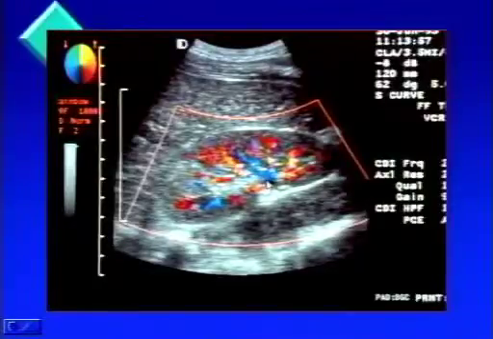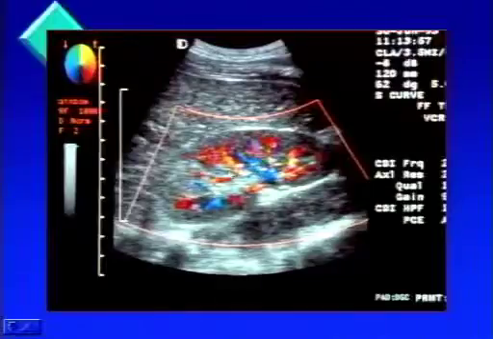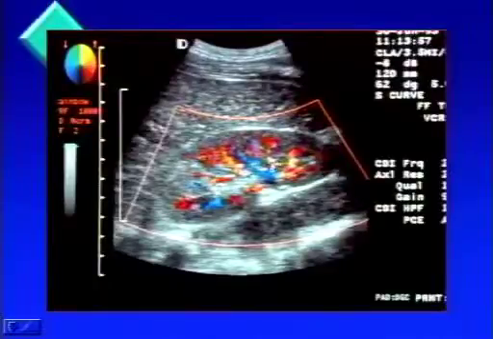And what you can see right off the bat is that there is excellent flow all the way out to the periphery of the kidney. So this kidney is well perfused. The only area that we don't see a lot of flow is right over here in this area, and we see that there's a couple little segmental vessels coming out laterally, but we don't get as full of filling as we see in some of the other segments of the kidney.